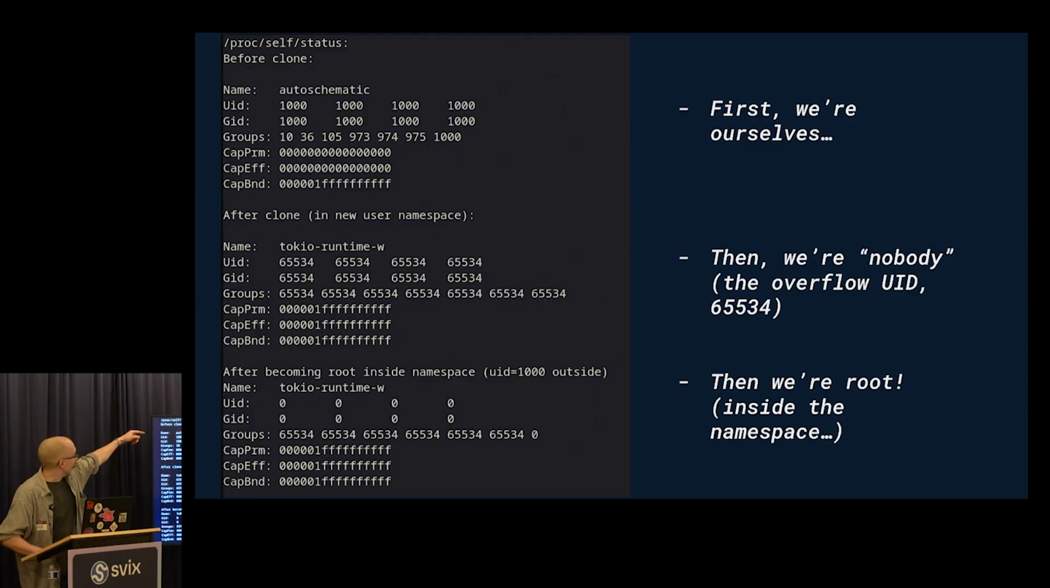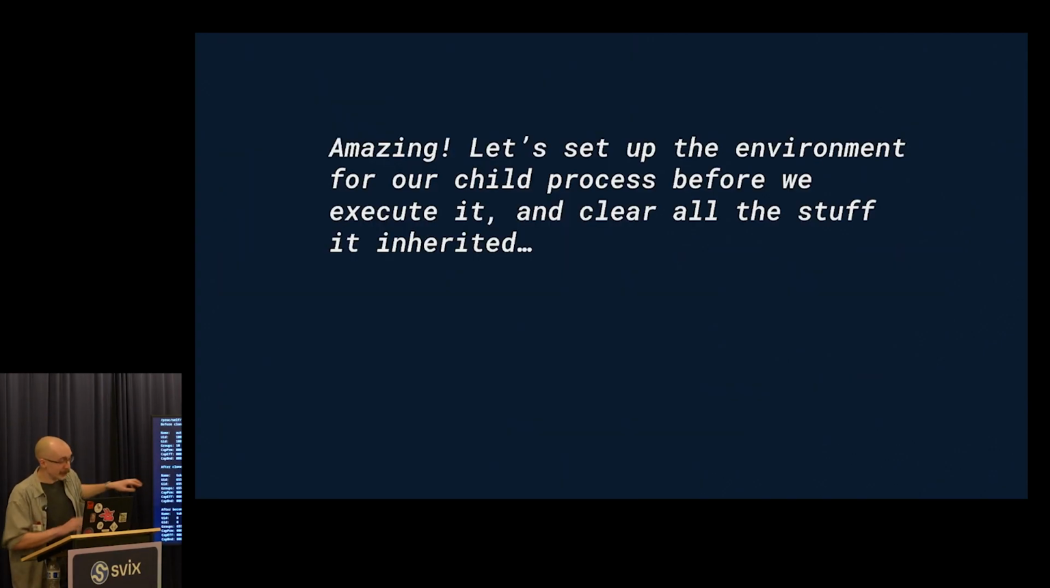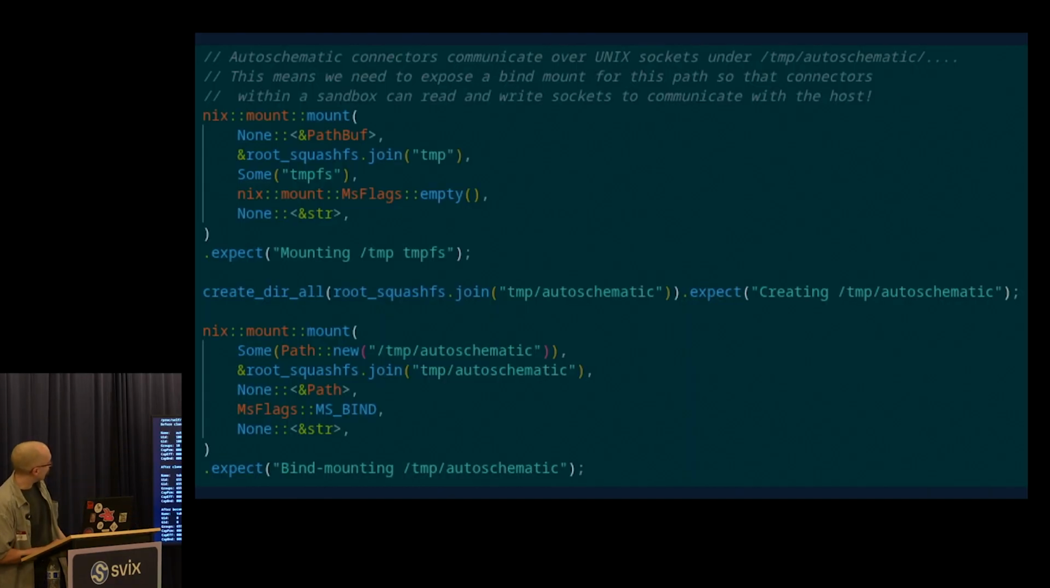So here, before the clone, we're user 1000. After the clone, we're the overflow user. We're nobody. If you type whoami, you get nobody, and you're this overflow 65534 user. And then after you set resuid to 0, now you're root. Now you're root inside the sandbox namespace here.